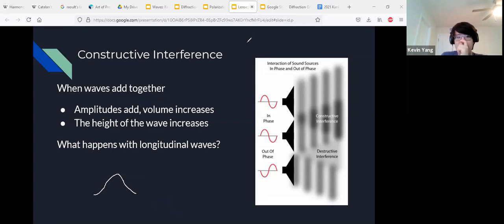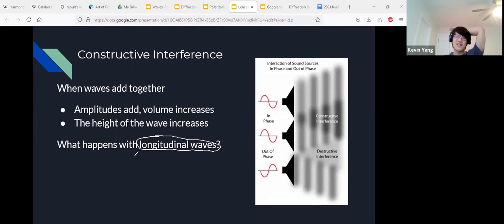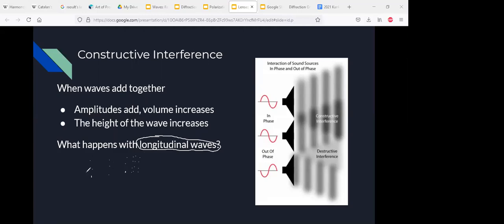And then, does anybody have any ideas what would happen if we had two longitudinal waves constructively interfering? Anybody remember longitudinal waves? They add together. They will add together, but that's kind of the intuition for it. If you remember longitudinal waves, there were places where there are a lot of particles and places where there are fewer, right? The particles will add. Yeah, kind of like that.